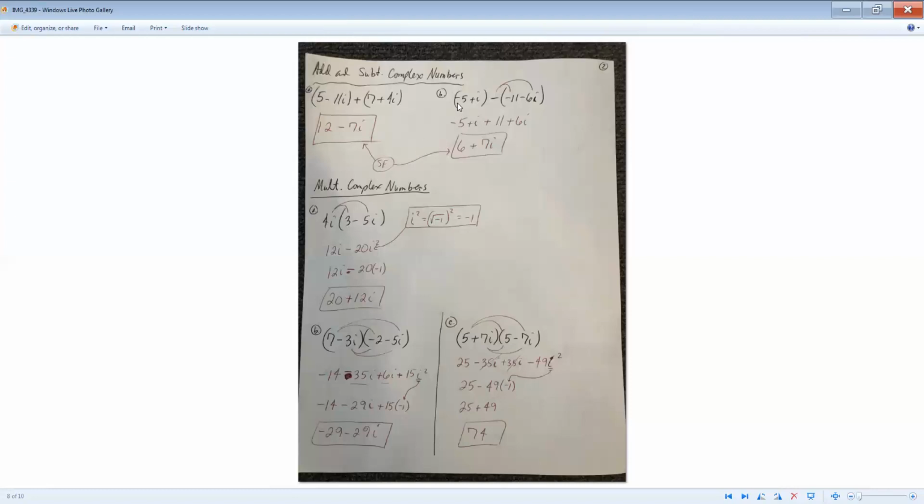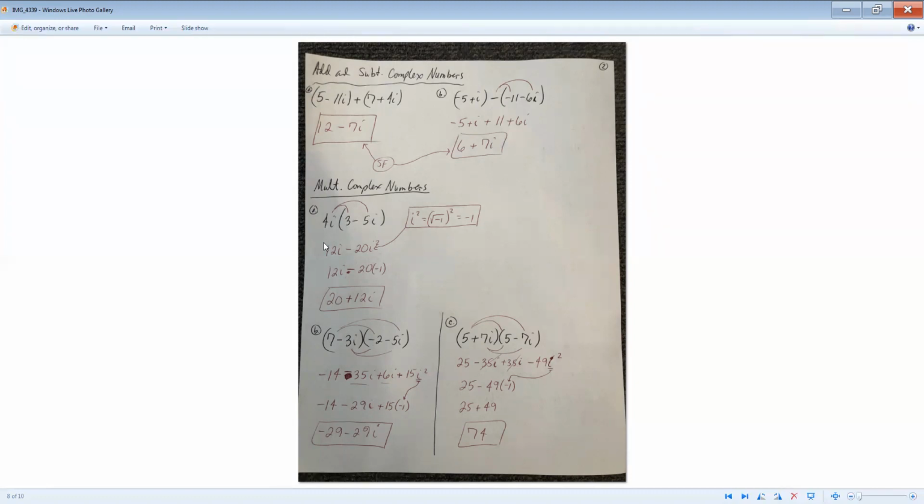Next one, if we want to subtract, we have -5 plus i minus the quantity of -11 minus 6i. Just like when you're subtracting your algebraic expressions, you distribute the negative into the quantity that follows. So that negative turns into a positive 11 and a positive 6i. Combining your like terms, that's -5 plus 11, which is 6, and i plus 6i, 7i.